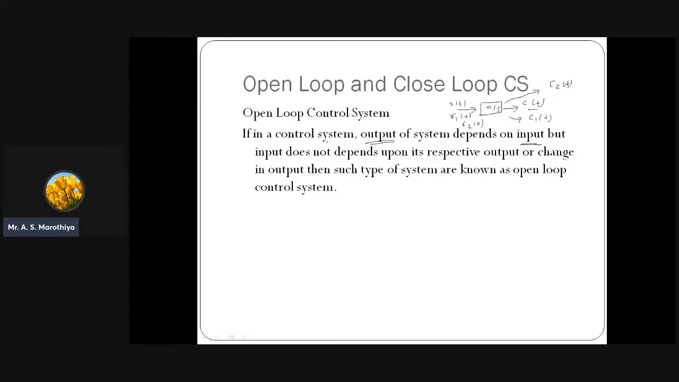So finally, what is an open loop control system? It is a type of system in which output depends on input, but input does not depend on output or change in output. So such type of systems are called open loop control systems.